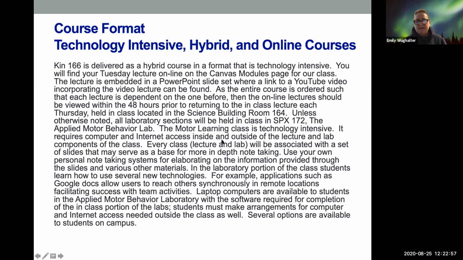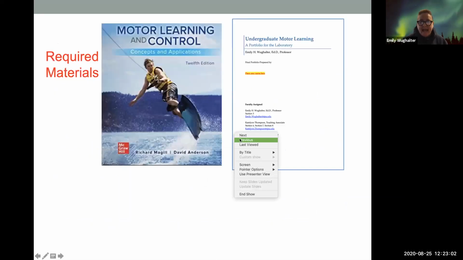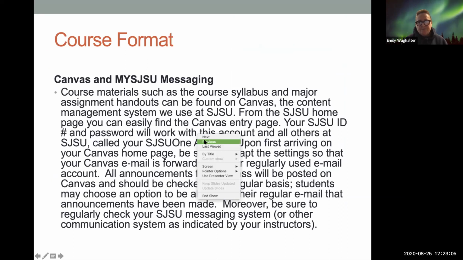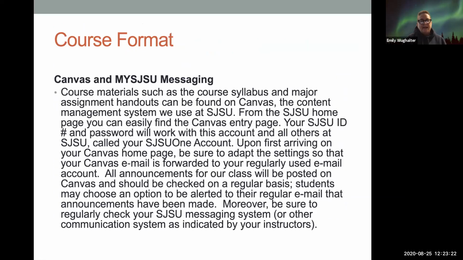Our class is technology intensive, and you already have everything that you need to move forward with our class. Applications, we're going to be using Google Docs and Google Drives, and so you'll need all of that. Obviously, we're not going to be in the Applied Motor Behavior Lab, so you can't use the computers that are in there. Make sure that you are using your SJSU account. You'll only be permitted to get into the Zoom if you have your Canvas set to that account.